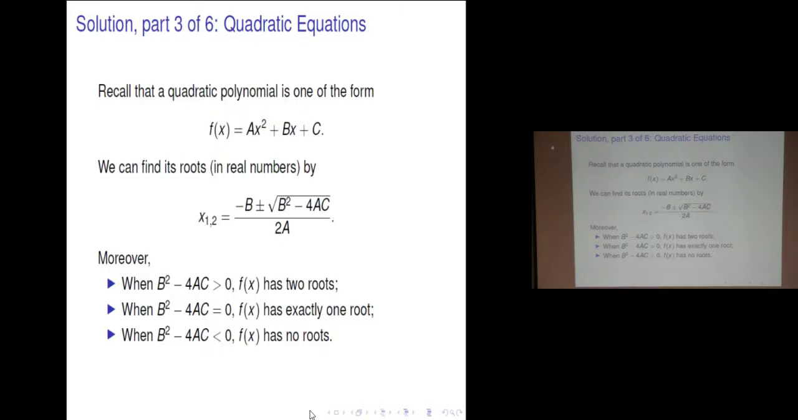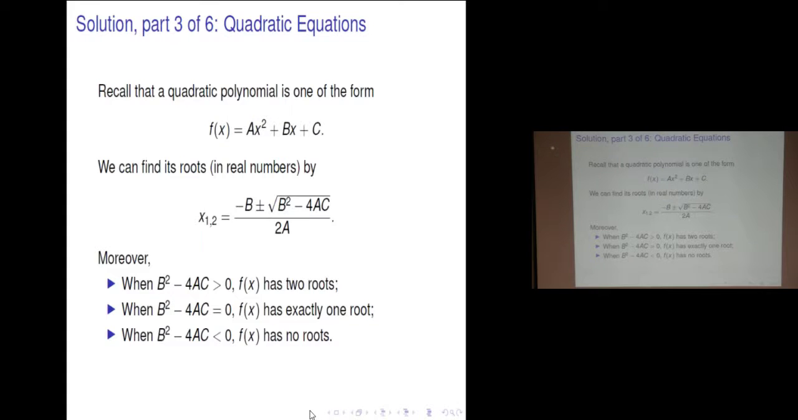Okay? Now, if this number, b squared minus 4ac, is less than 0, then this is not a real number. Since we only look at real roots, this guy has no roots in real numbers. Okay, so this is the basic fact about quadratic equations.